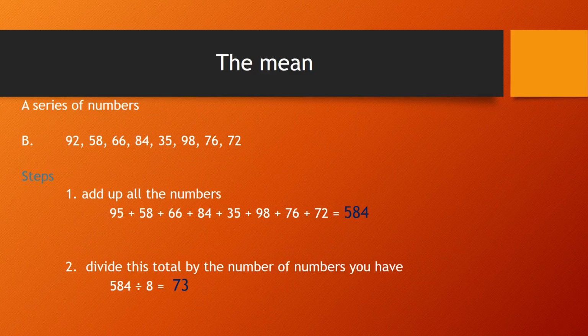Now let's try that again with the second series, B: 92, 58, 66, 84, 35, 98, 76, and 72. If we add all of those numbers up, we come to a total of 584. Then you just divide this total by the number of numbers. And in this case, we had 8 numbers in our series, so we divide 584 by 8, and we get the number 73. So the mean average for this series of numbers is 73.